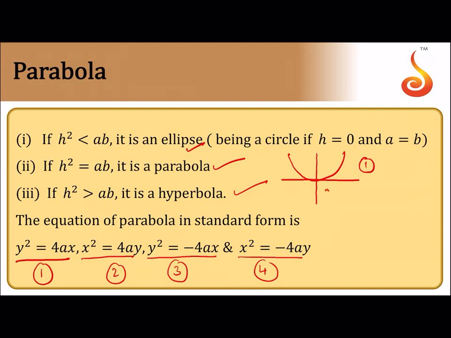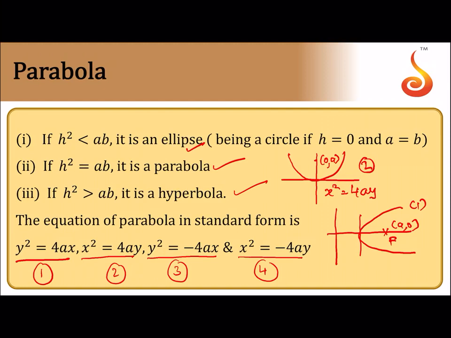So y square equals 4ax will look like this. This is the first one. And this is x square equals 4ay, symmetric about the y-axis. This is the second one. This is the focus and this is the directrix. For x square equals 4ay the focus is 0, a. Here for y square equals 4ax the focus is a, 0. The remaining two are reverses of these.